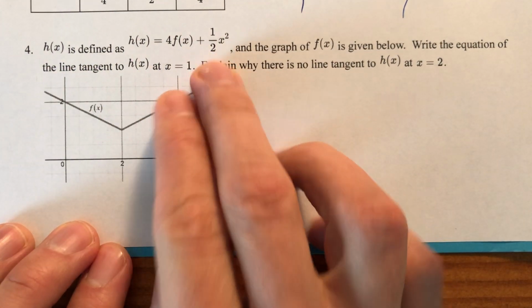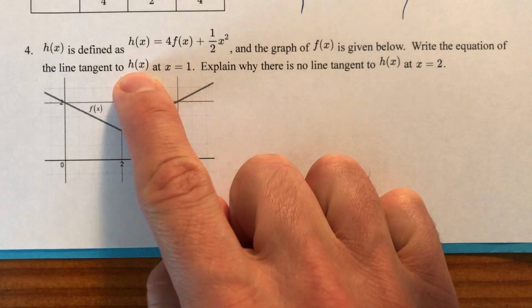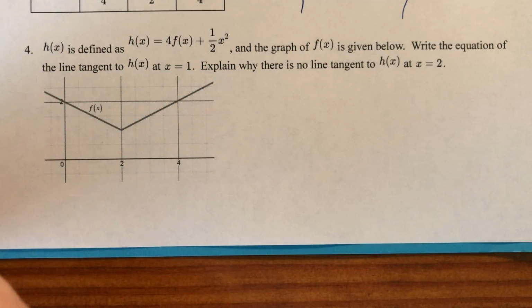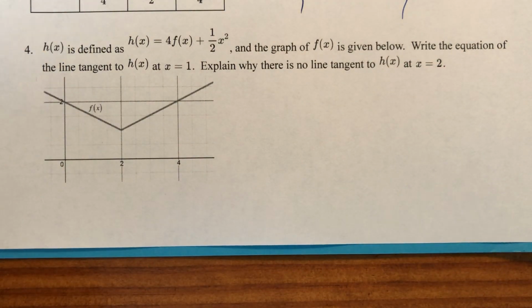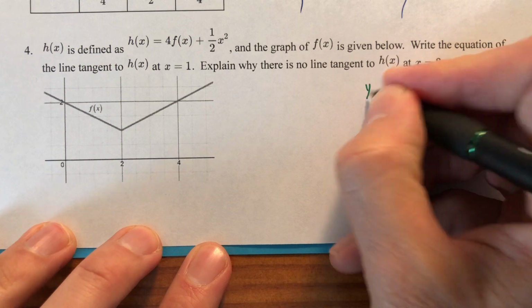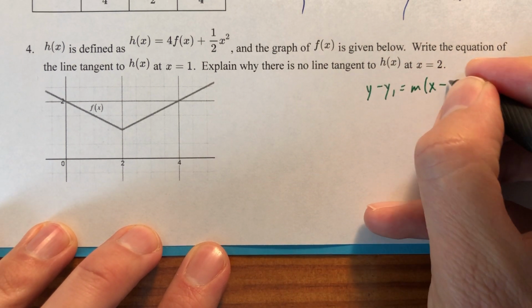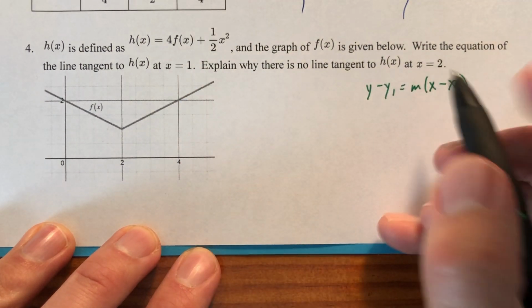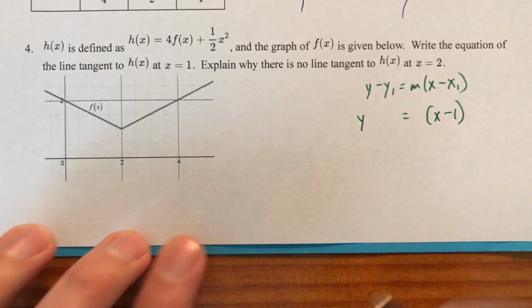So they told us h, and the graph of f is given below. Write the equation of the line tangent to h, not f, h, at x equals 1. So we are going to be writing a bunch of stuff. Let's stick with the same color scheme we did last time. And this is going to happen at x equals 1. Again, that last sentence is something completely different. So x minus 1.